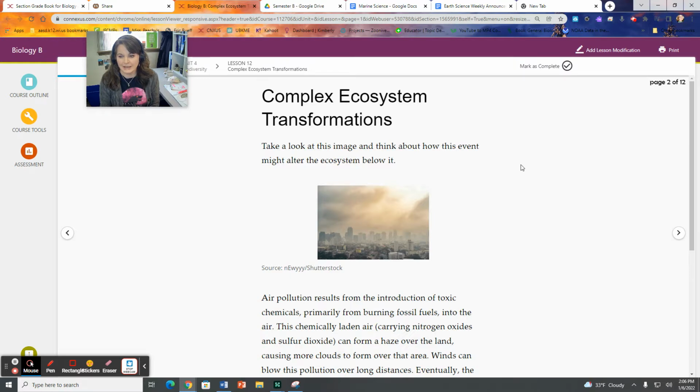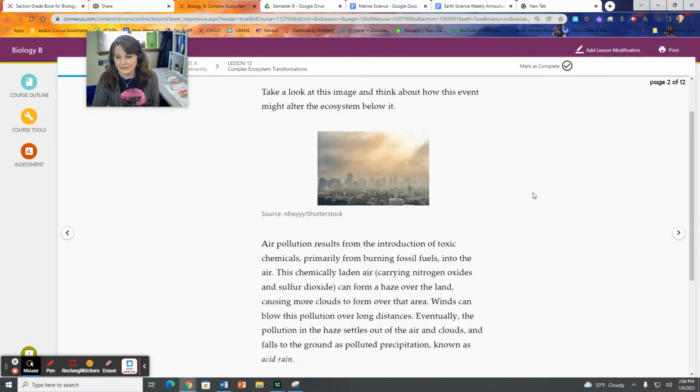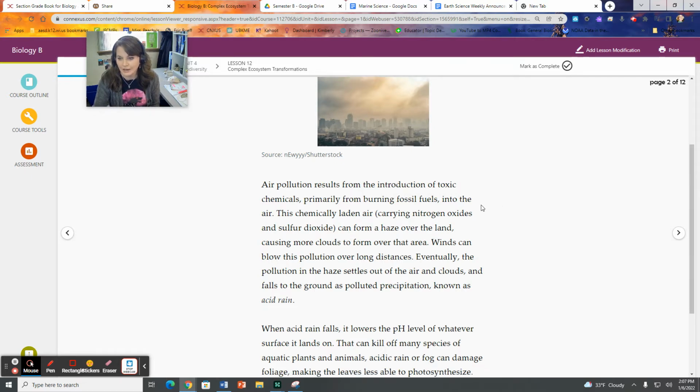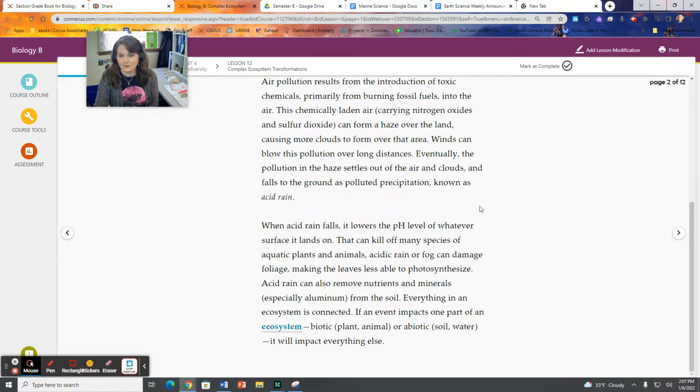And one of the things that can result from this type of pollution is that eventually this pollution can settle out of the air in clouds, fall along with rain, with precipitation to the ground in the form of acid rain. Sometimes we actually call this acid precipitation because sometimes it's not actually rain, sometimes it's snow or sleet or whatever, but it has a more elevated acid content, a lower pH. So it lowers the pH of whatever surface it lands on.